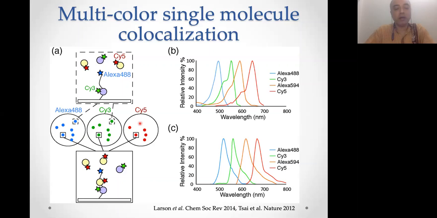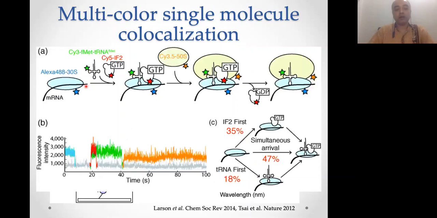When this happens, a spot of Cy5 molecule will appear at exactly the same place where the Cy3 and the Alexa 488 was there. But more importantly, because you know which molecule you have tagged with Cy5 and which molecule you have tagged with Cy3, you can also figure out the complex composition, the stoichiometry, right?